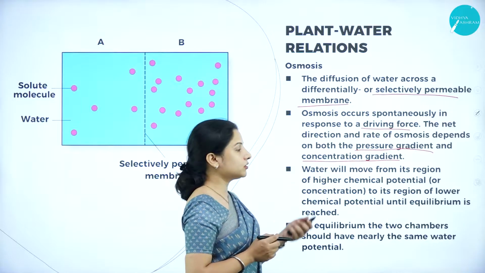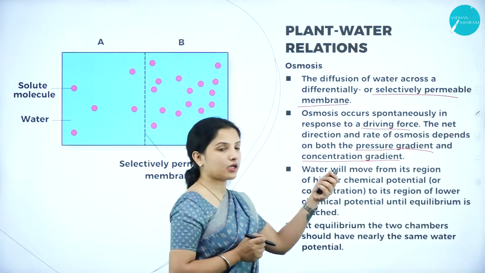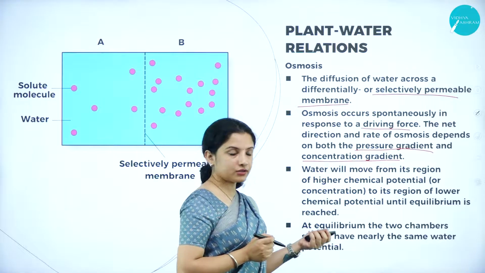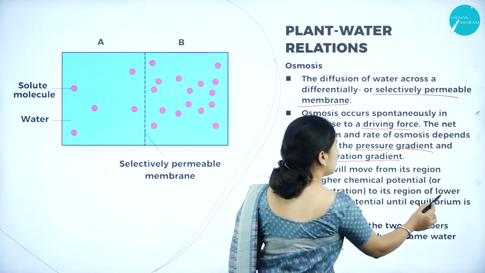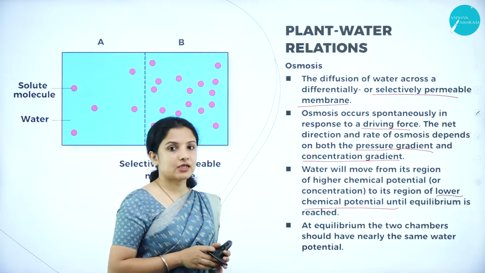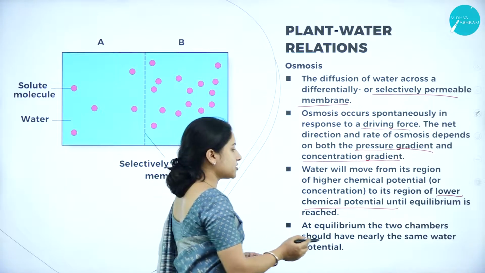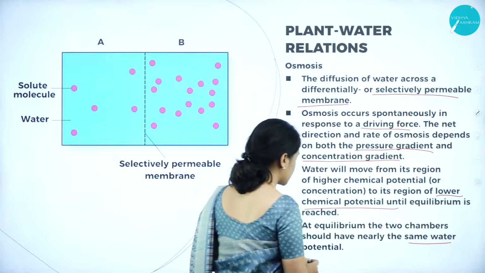So here we know that water will move from a region of higher chemical potential or concentration to a region of lower chemical potential until equilibrium is reached. Once equilibrium is reached, the two chambers should have the same water potential.